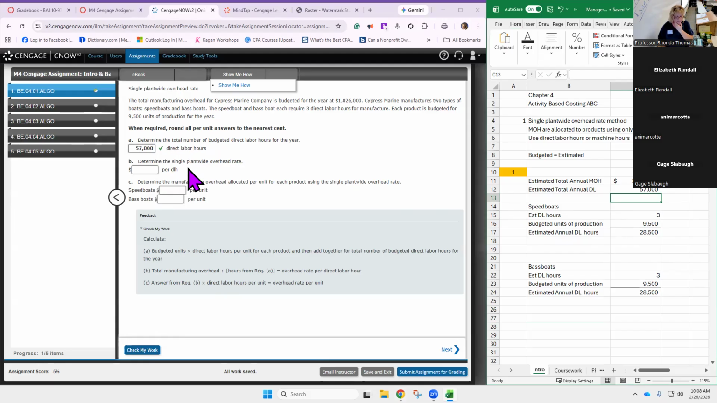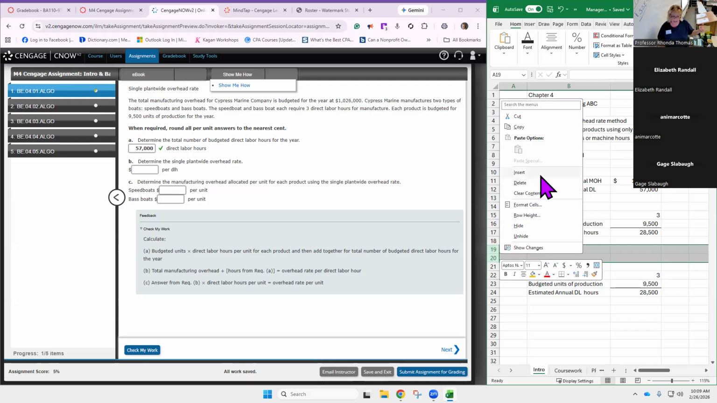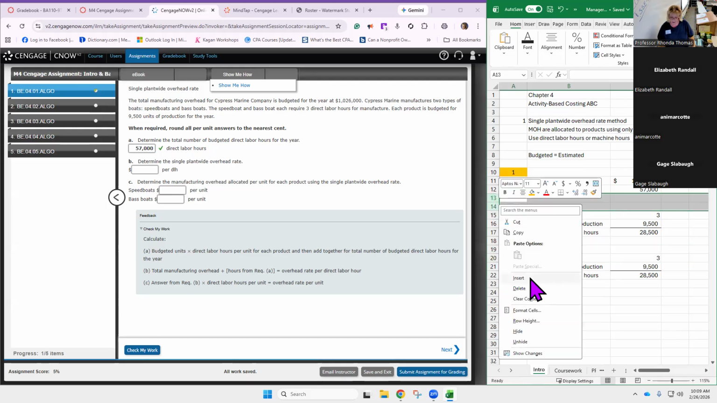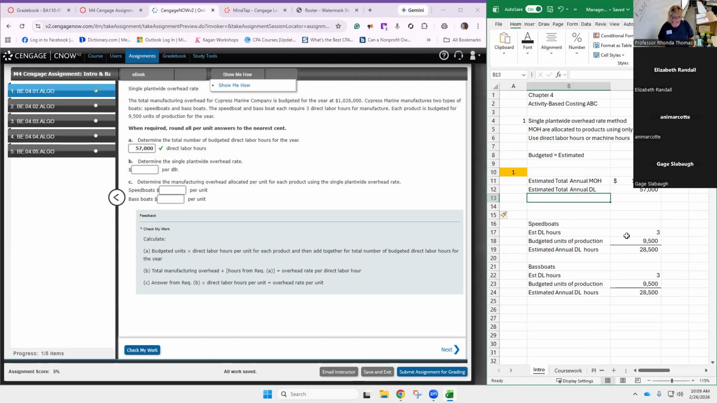Now we want to determine the single plant-wide overhead rate. This is similar to what we did when we were finding the predetermined overhead rate back in job order costing and process costing. So we need a rate. I'm going to put that rate up here. This is the single plant-wide overhead rate.